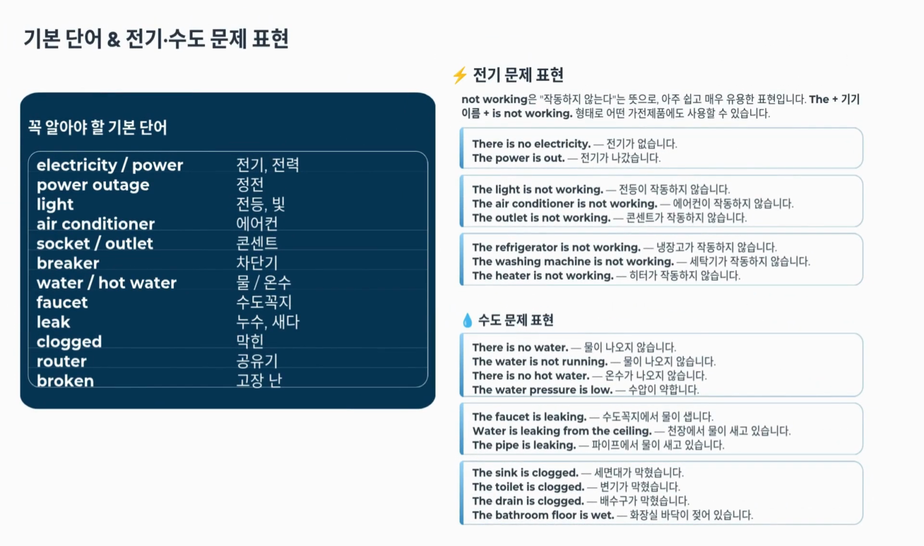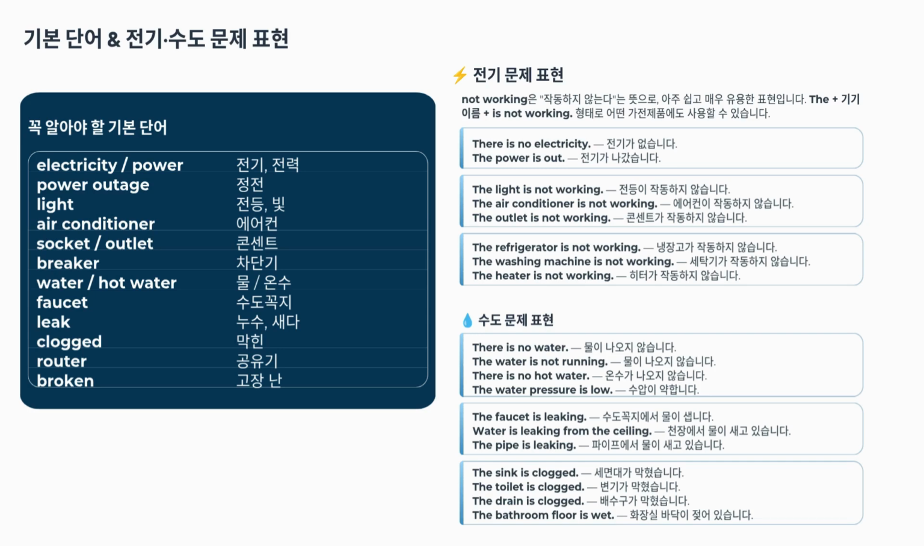Learn the basic problem words first. Electricity or power, power outage, light, air conditioner, socket or outlet, breaker, water, hot water, faucet, leak, clogged, router, and broken. The pattern, the plus appliance plus is not working, describes many situations.